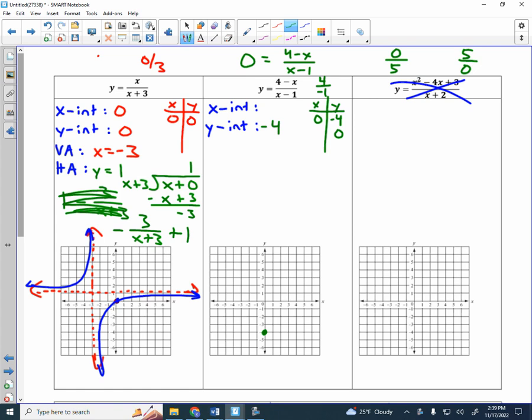The first one's 0 and the bottom one is undefined, right? So what this teaches us is that when the top is 0, then the whole thing is 0. When the bottom is 0, it's undefined. So if I want to know where this thing is 0, I don't care about the denominator. I just need to look at the numerator. When is the numerator equal to 0? For 4.